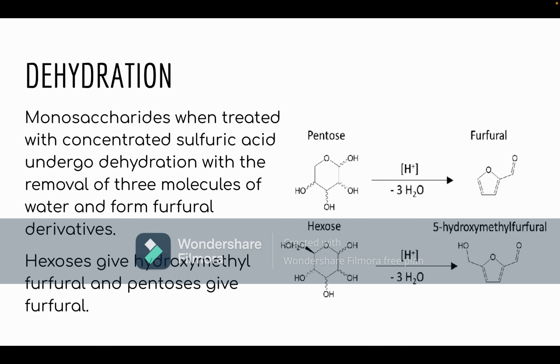Now dehydration. In dehydration, monosaccharides react with concentrated sulfuric acid to undergo dehydration by removal of 3 molecules of water, and in this process they'll form furfural derivatives. So hexoses undergo dehydration in the presence of concentrated sulfuric acid, denoted as H+, and removal of 3 molecules of water to form hydroxymethylfurfural or 5-hydroxymethylfurfural. And pentoses will undergo dehydration to form furfural.